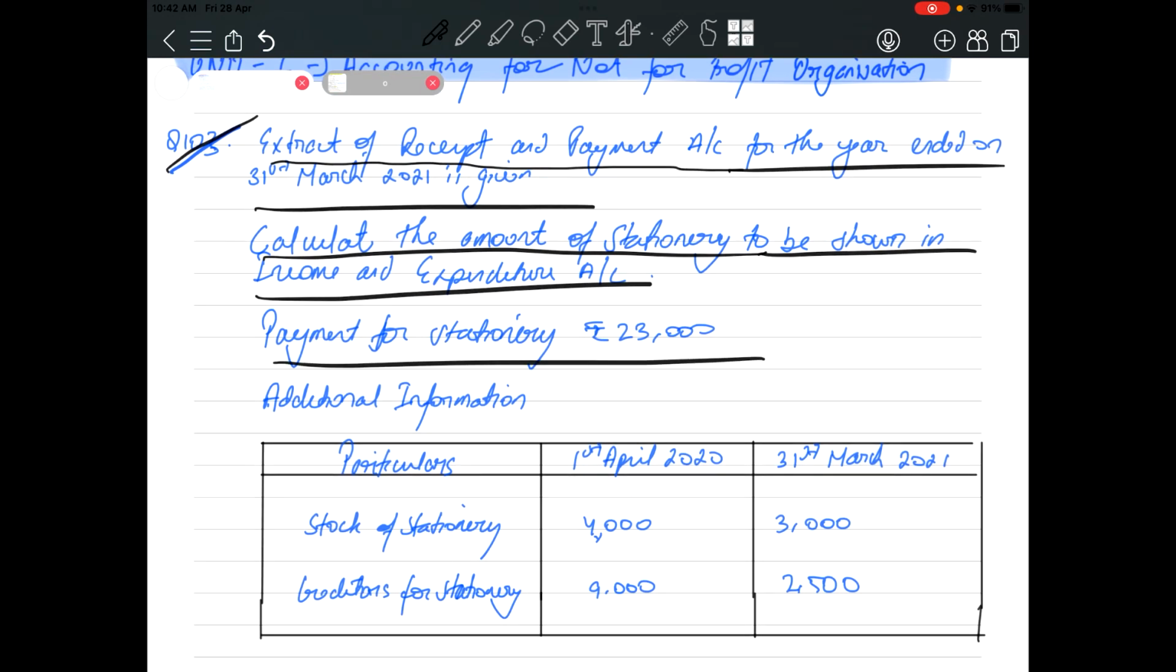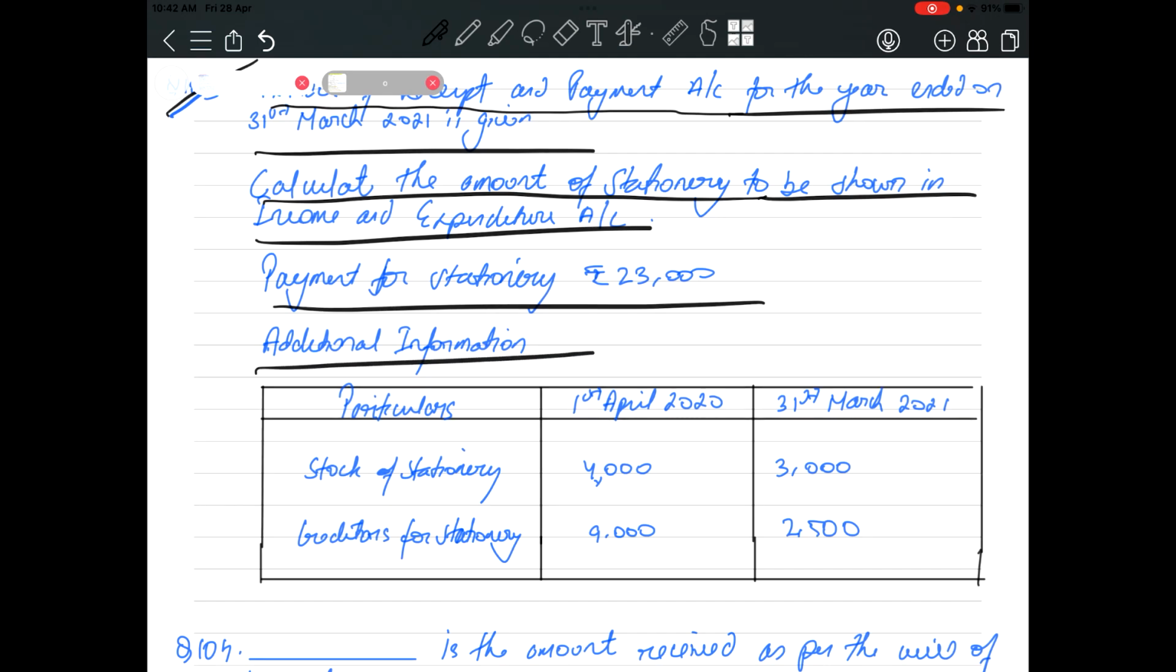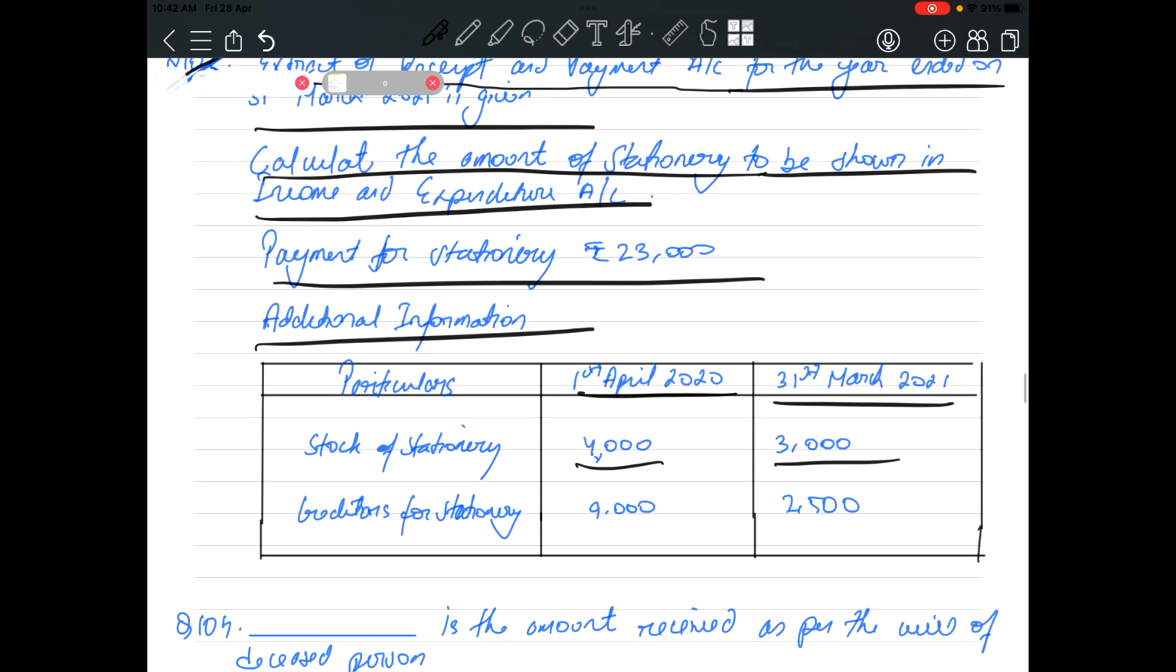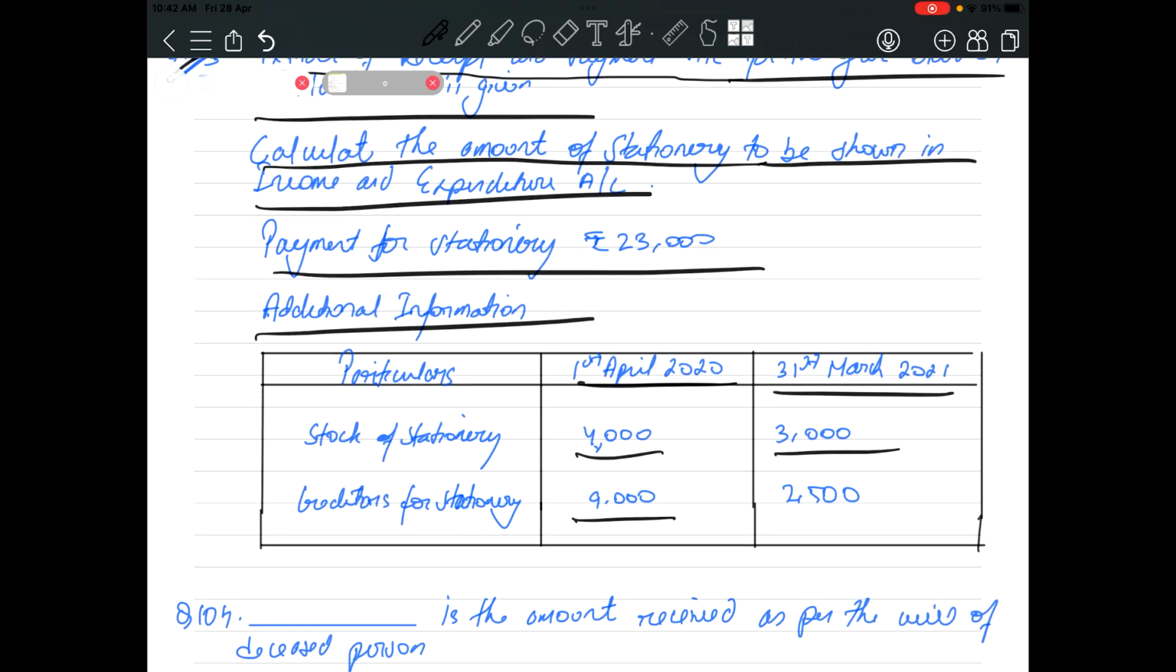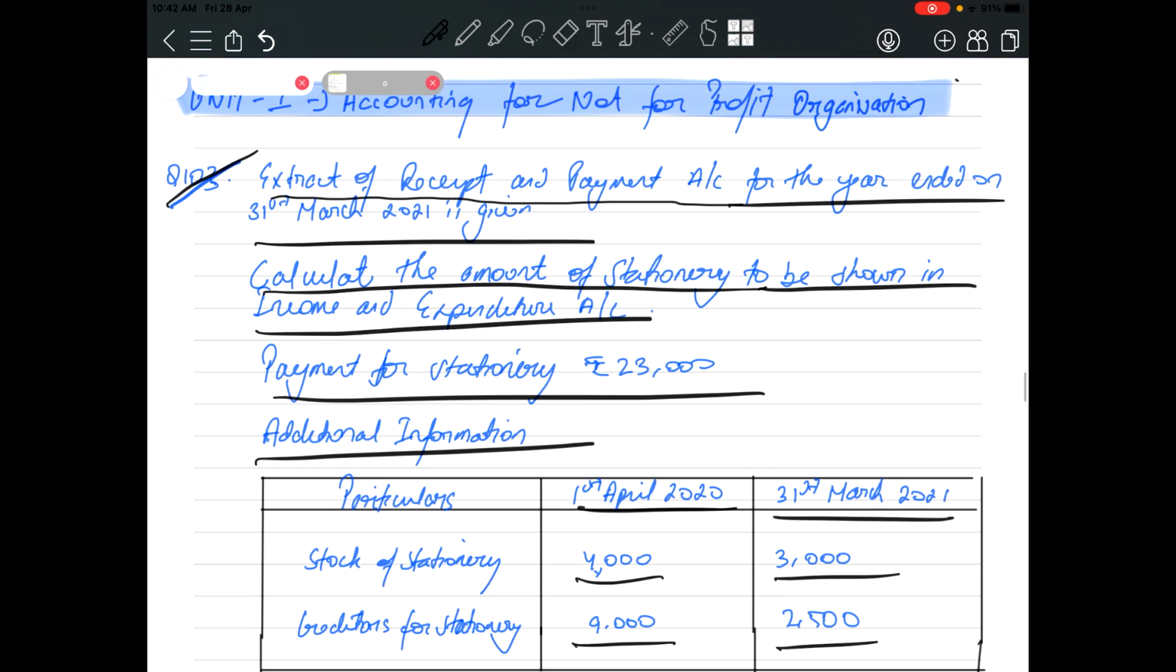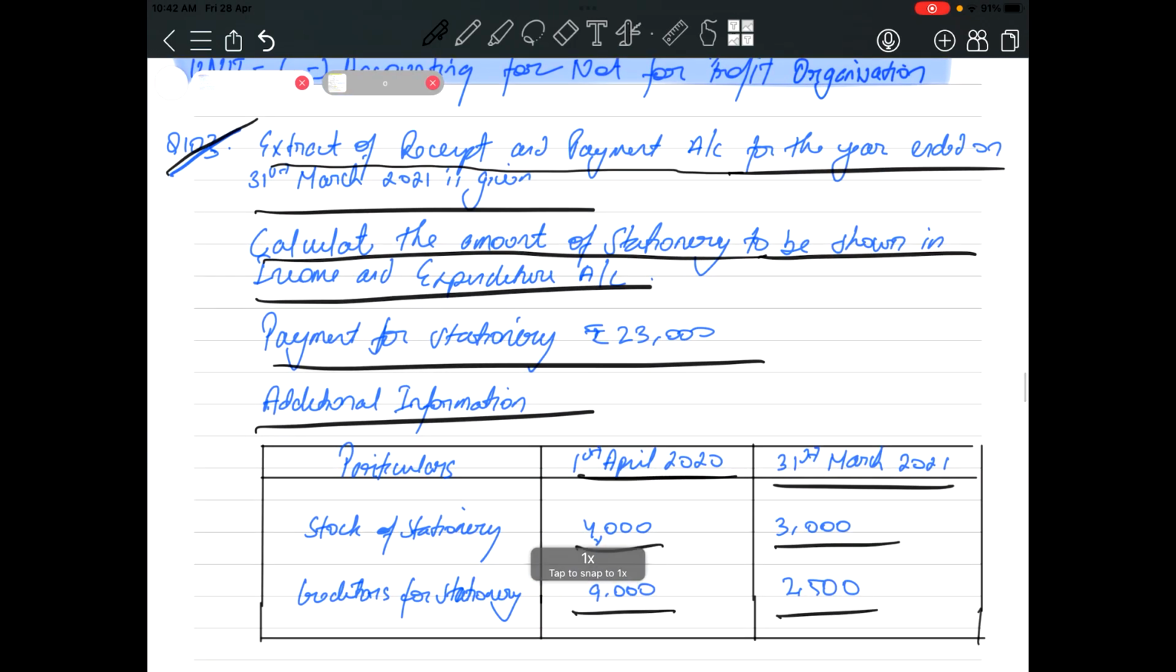Payment for stationery is rupees 23,000. Additional information has been given. Stock has been given. This is opening stock on 1st April 2020. This is closing stock, 3,000. Creditors for stationery is given, opening and closing. Now what is the requirement of the question? We have to find out the cost of stationery consumed during the year, that is, how much we have to transfer to the income and expenditure account.